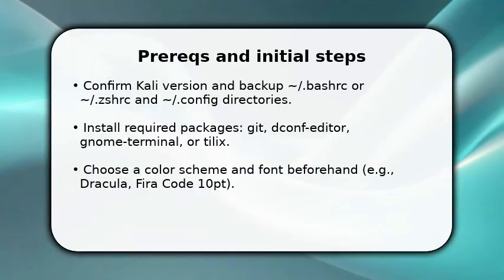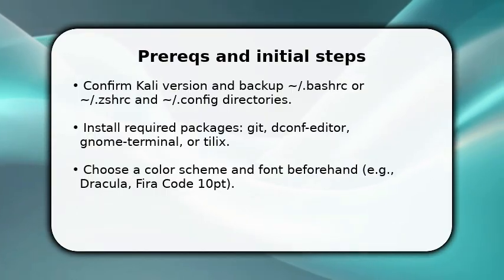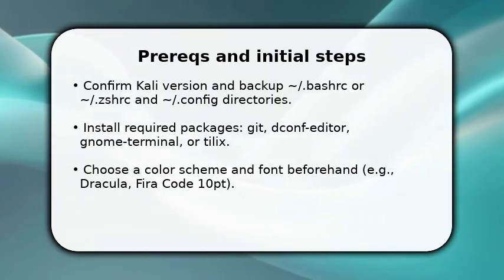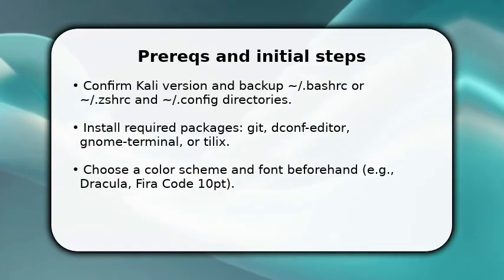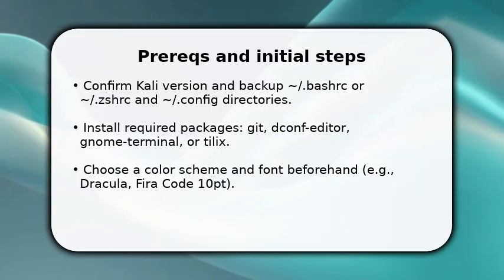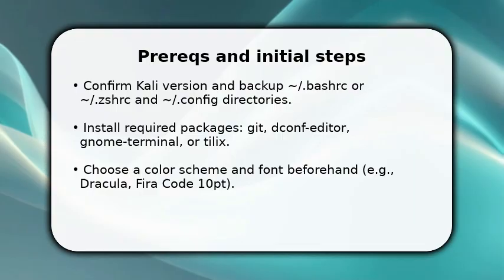Enjoy the video. You'll start by confirming your Kali release and making fast backups of shell configs so you can revert. Once done, install Git and terminal tools. This lets you fetch themes and apply profiles. Make a quick choice of color scheme and monospace font now so you don't interrupt the flow later.